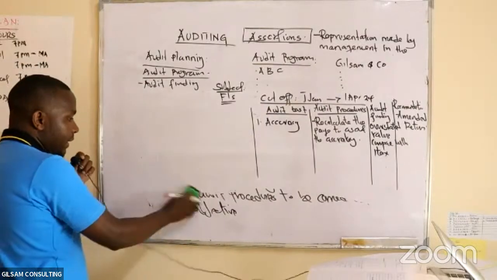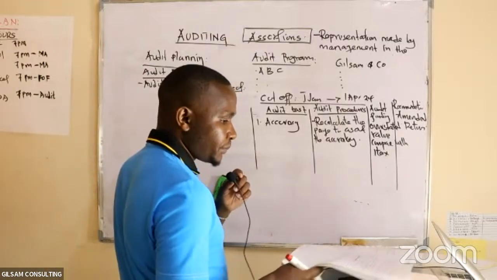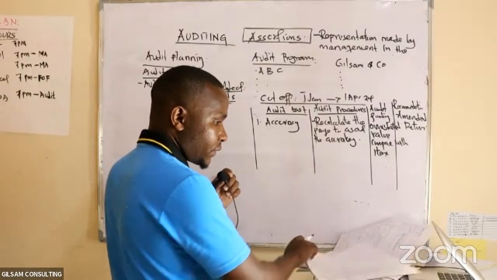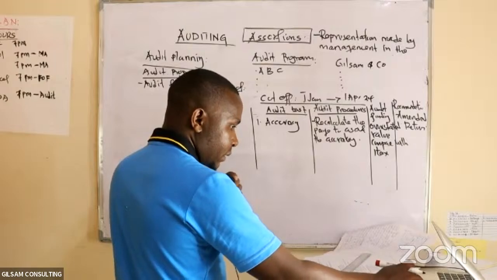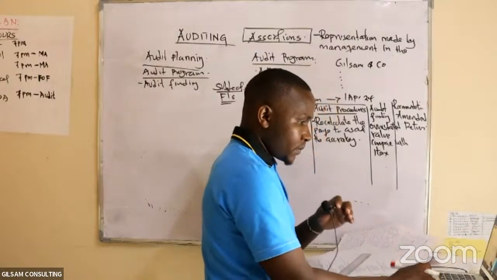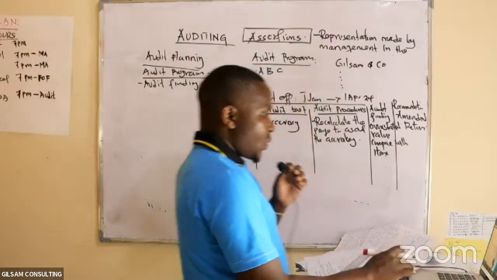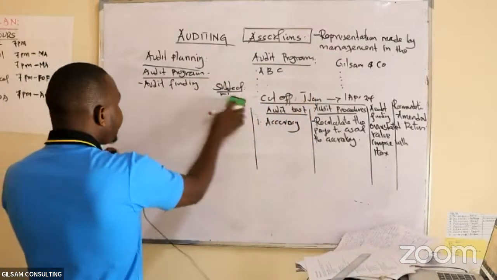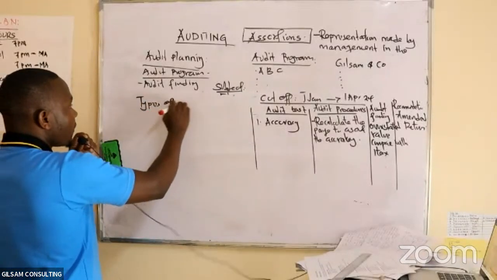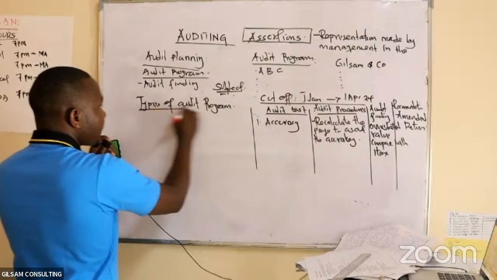Then we can look at the types of audit program. The types of audit program. So you can write the types of audit program.